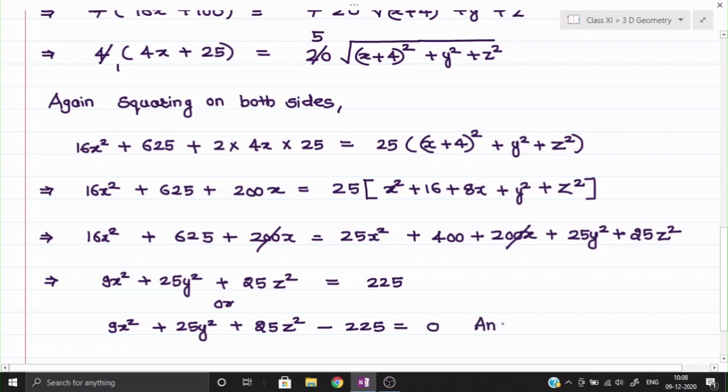This is the simplest form of the equation, which is given in the form of condition as PA plus PB is equal to 10. Next time we will start from exercise 12.3.